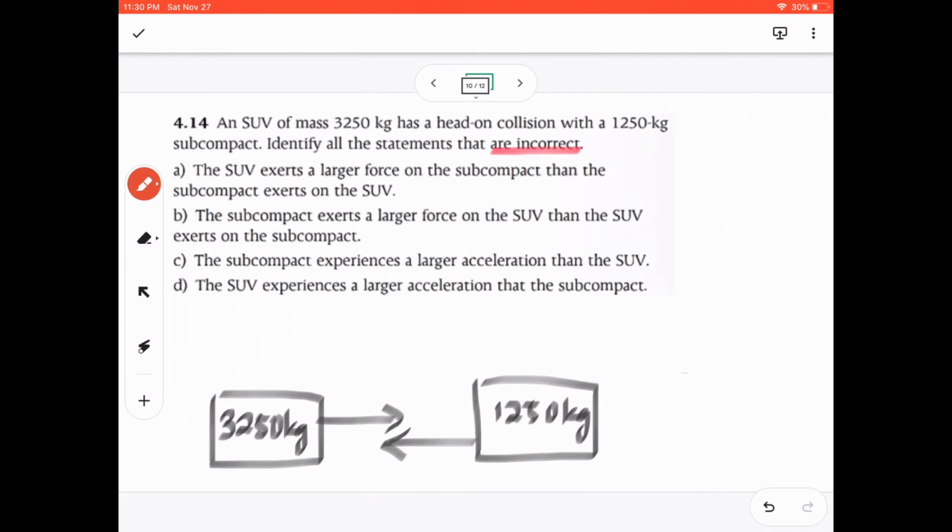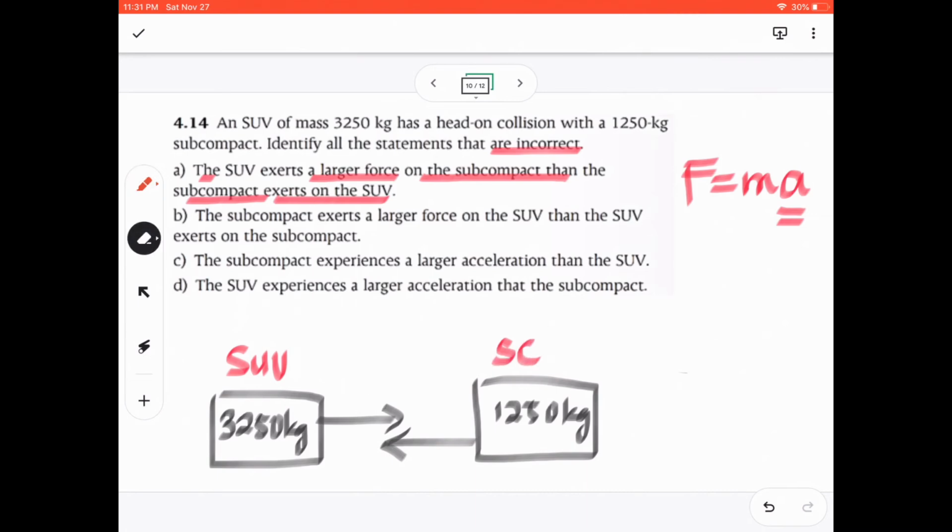All right, identify all the statements that are incorrect, meaning false. So letter A, let's analyze this. The SUV exerts a larger force on the subcompact than the subcompact exerts on the SUV. So how do we know if the force is larger or smaller? Because F is equal to ma, it depends on the mass and acceleration. And since acceleration is not given, we don't know how fast the SUV is running. We don't know how fast the subcompact is running as well. So we don't know that because force depends on both mass and acceleration. How about if the subcompact is much faster than the SUV? We don't know that. So we can say that A is false.